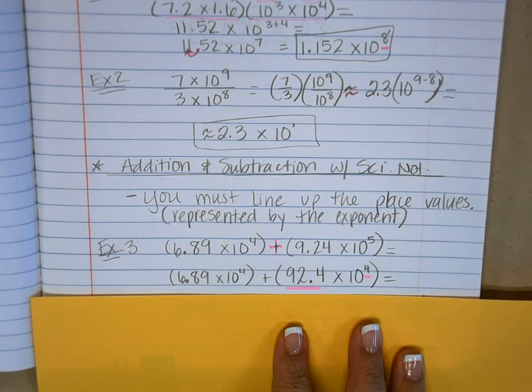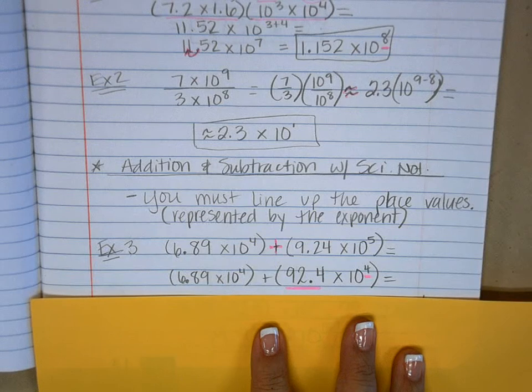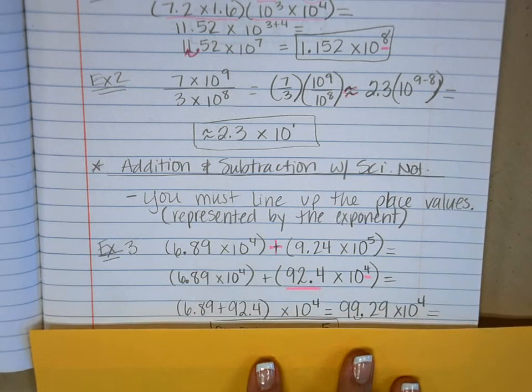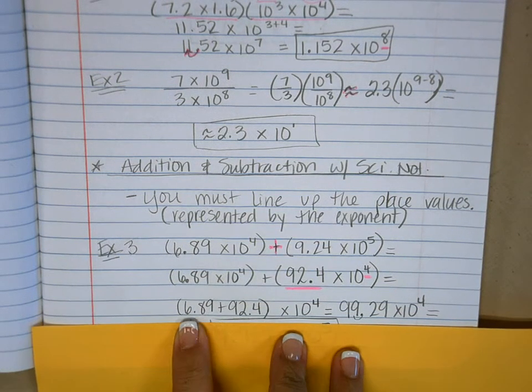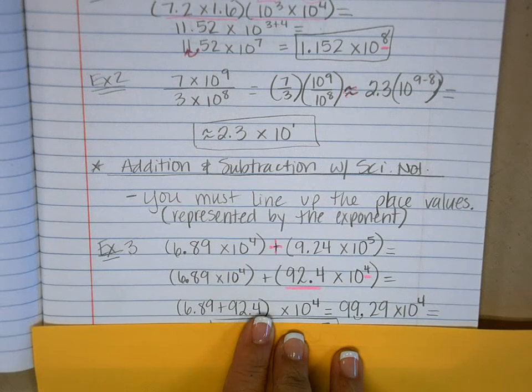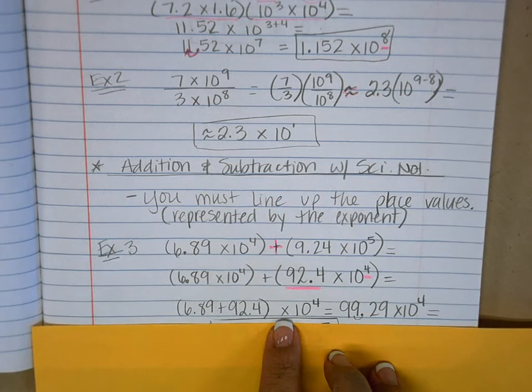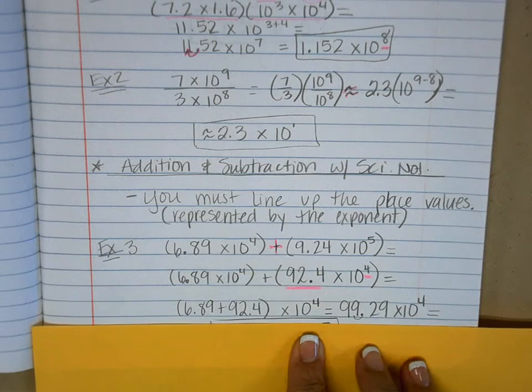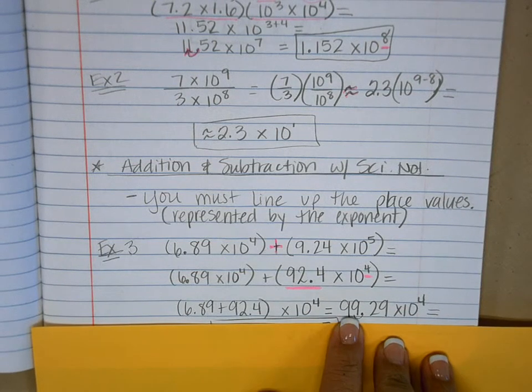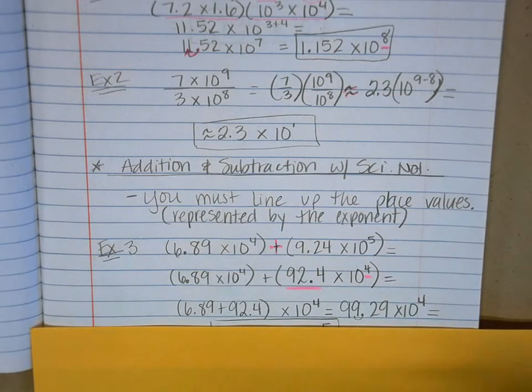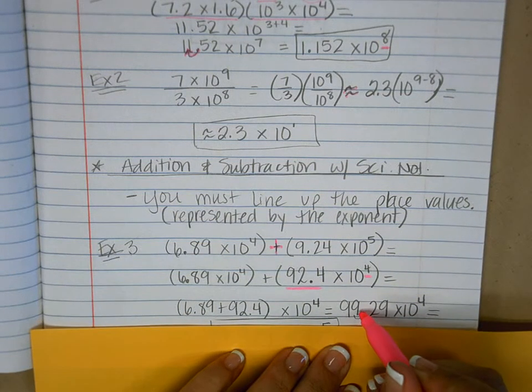This is very tricky for some people. It will take some practice. I should say for most people it's very tricky. So now I can add these. So I add the numbers. 6.89 plus 92.4. I keep this times 10 to the 4th on the outside. When I add these, I get 99.29, but I need to move the decimal again back to the place between the first two numbers.